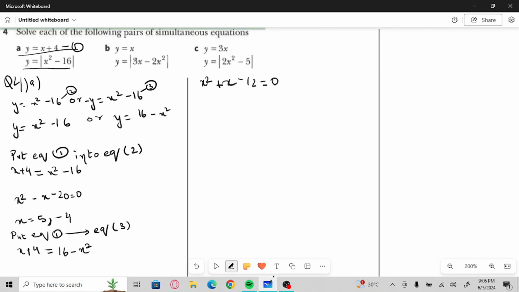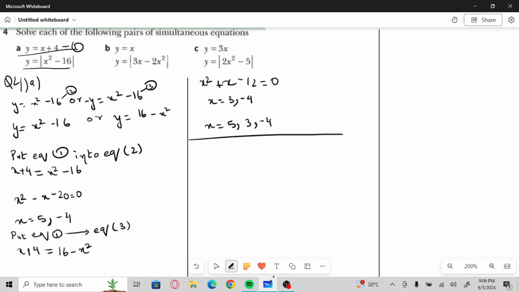Okay, and then just input this into a calculator again. x is equals to 3 and x is equals to negative 4. So we have three values for x. Again, x is equals to 5, 3 and negative 4. Input these values into the question's equation.